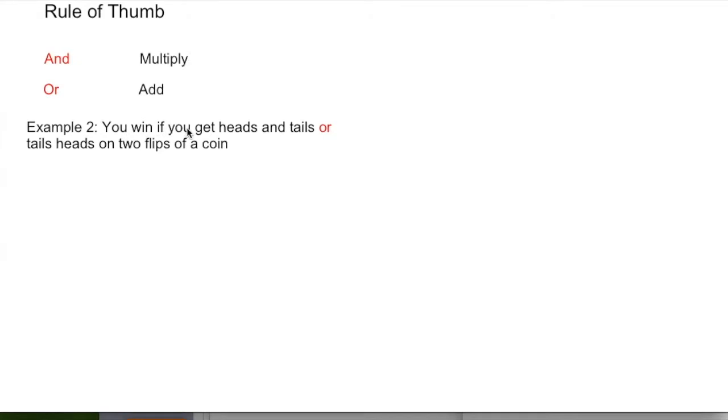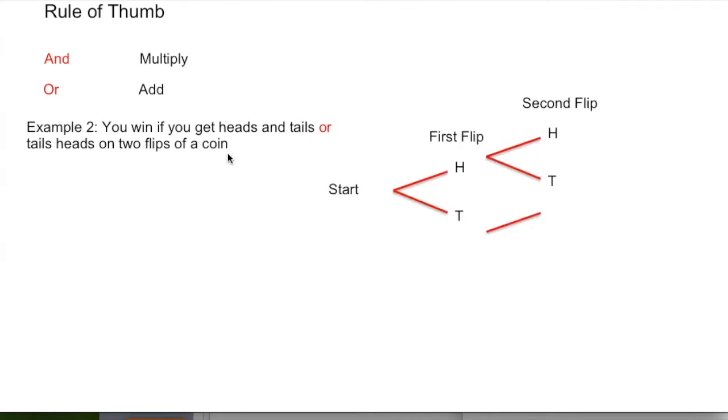Example 2, you win if you get heads and tails, or if you get tails heads on 2 flips of a coin. We start, we get the first flip, we can get heads or tails. On the second flip, we can get heads or tails. We have a half chance of getting heads and tails on the first flip. On the second flip, we have a half chance of getting heads and tails. So our probability doesn't change on the second flip.